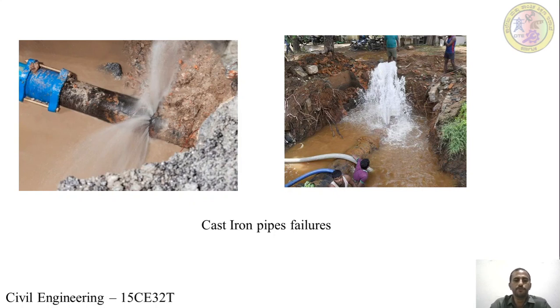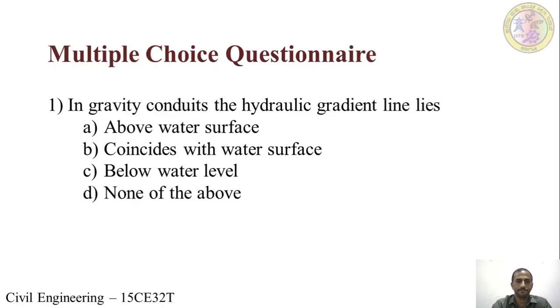These are the photos of cast iron pipe failures where the failure occurred due to high pressure applied beyond its permissible limit or due to the formation of cracks. Now it's time for multiple choice questions.